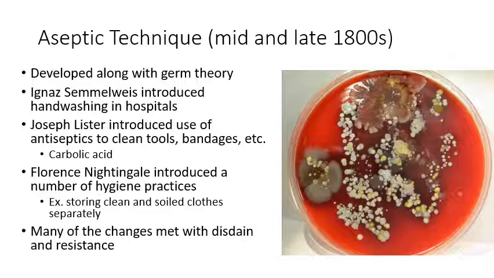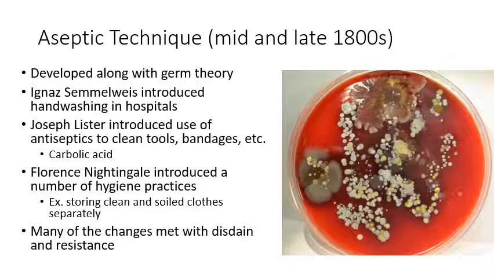You also had Joseph Lister, who introduced using antiseptics to sterilize things, to clean your tools and your bandages and everything that you're going to use on a patient. The antiseptic that he used was carbolic acid. Today we would use things like iodine or alcohol, or bleach or different stuff like that to clean things and make sure microbes are not living on them.